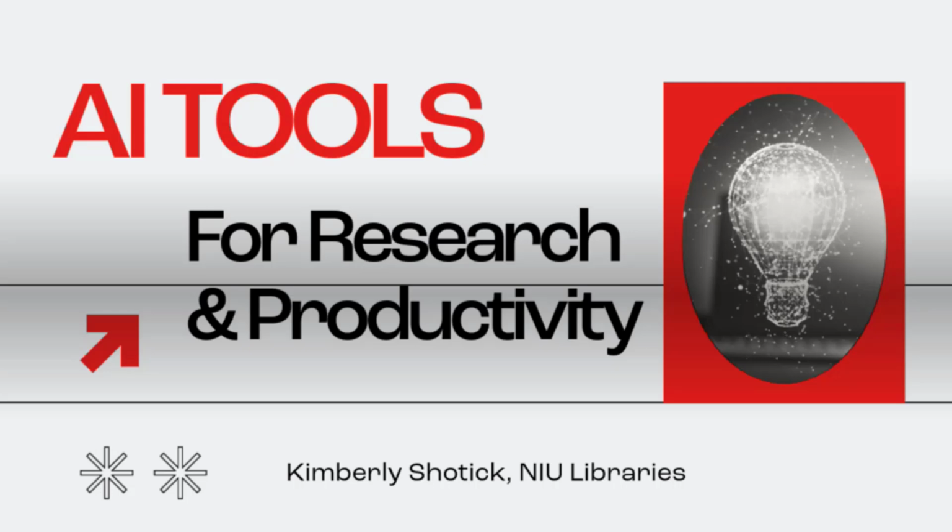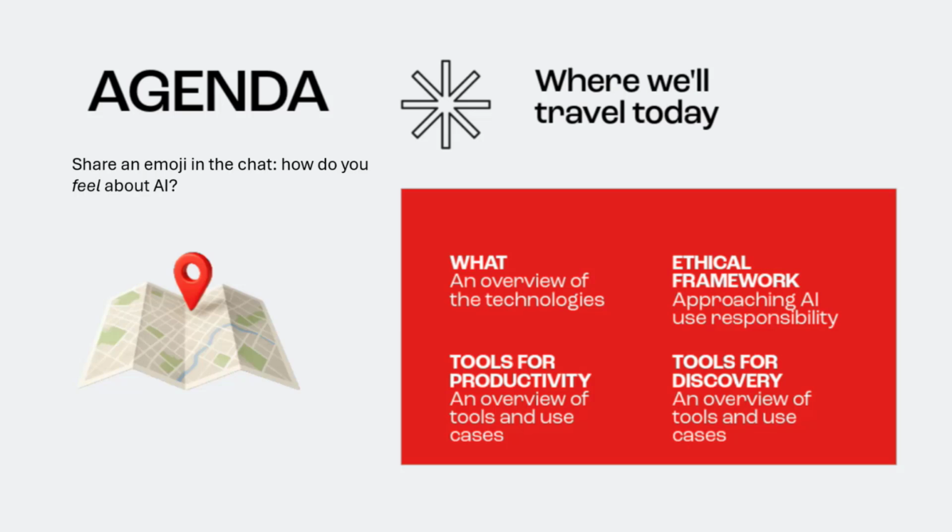So I'm hoping that this will be really useful if you are completely new to AI, or if you have experimented some but are wondering how you can apply this to your literature review process. So that's what we're going to really focus on, and kind of in two different pieces today, that productivity angle and the discovery angle.